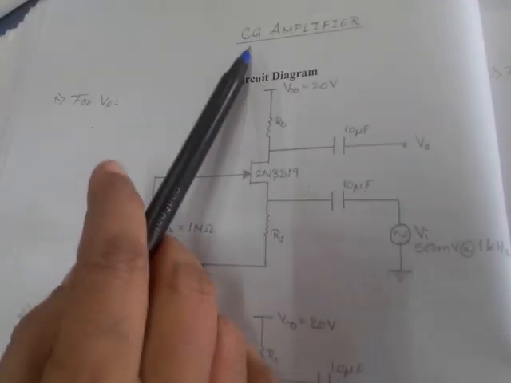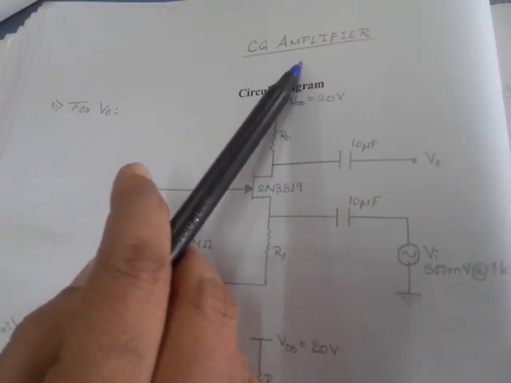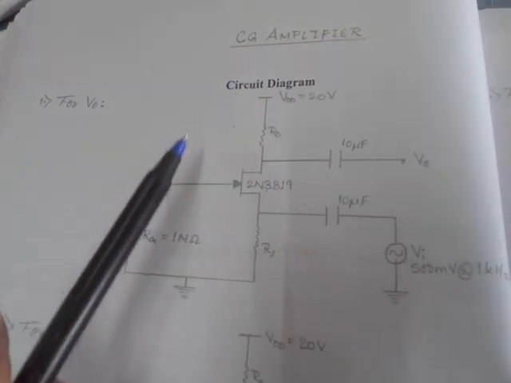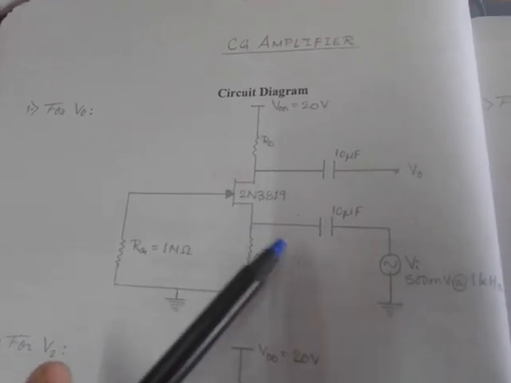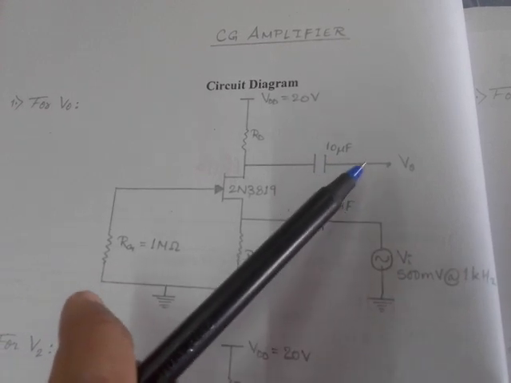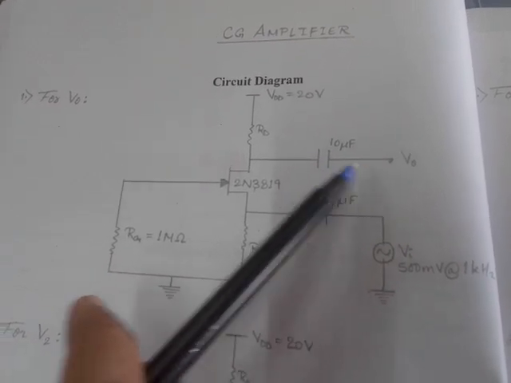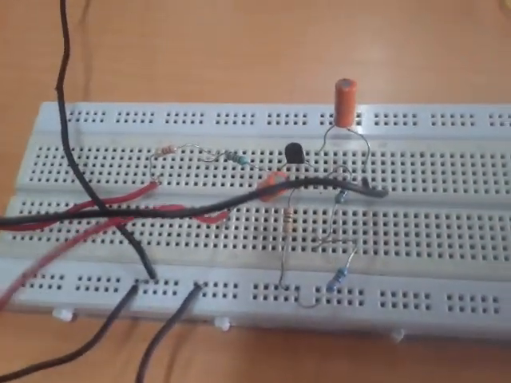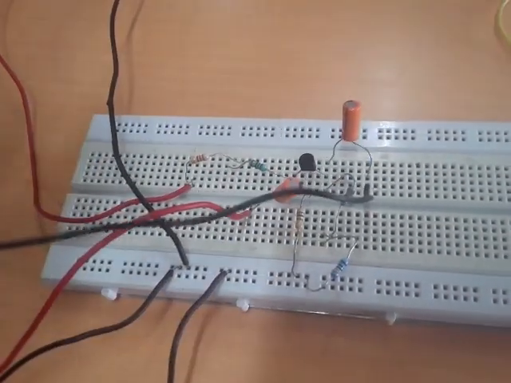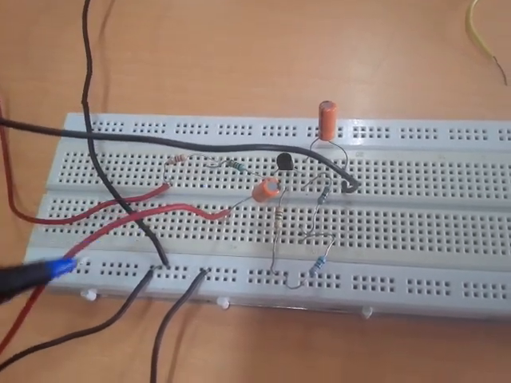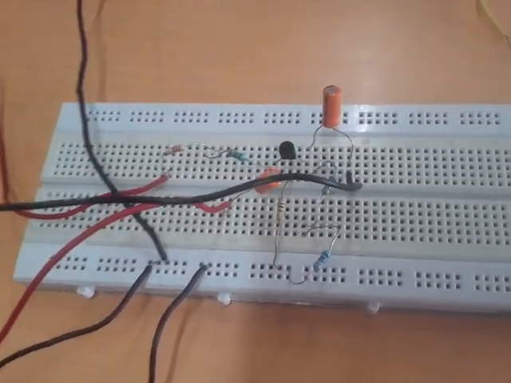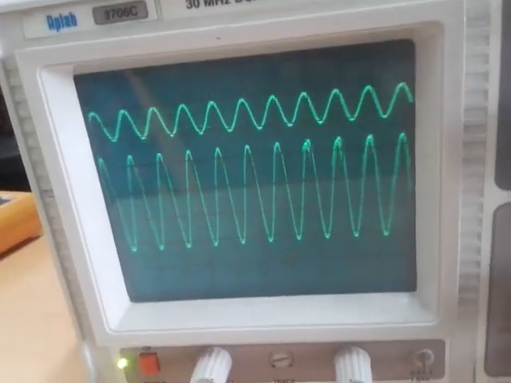The next configuration is CG, that is the common gate amplifier. For the CG amplifier we are applying input directly to the source, and output we are measuring from the drain. So here is the connection. Here we have applied input voltage to the source, and output we have taken from the opposite terminal, that is the drain. The waveforms of input and output are as shown here.